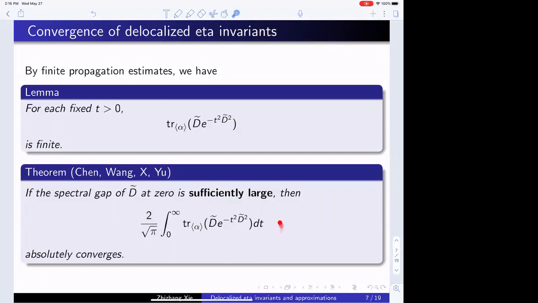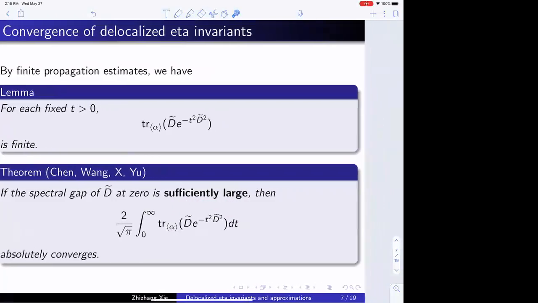then this delocalized eta is always absolutely convergent. Okay, this integral is always absolutely convergent. So what does this sufficiently large mean?